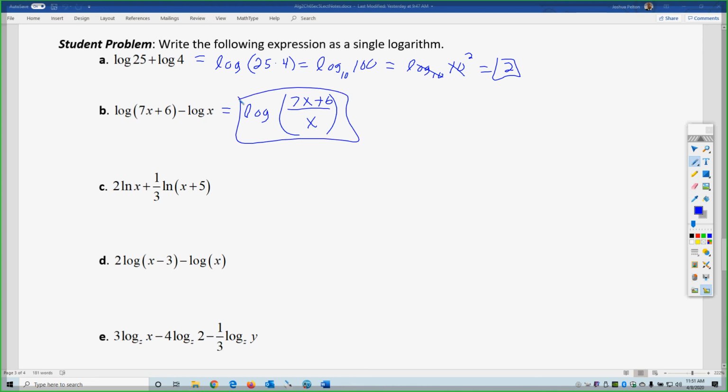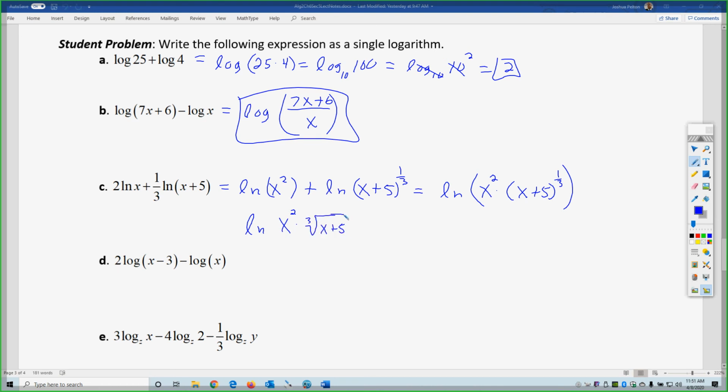The next one has multiple rules. So we have to do the power rule first. So it's the natural log of x squared plus the natural log of x plus 5 to the 1/3 power. So we do the product rule next. So that's the natural log of x squared times x plus 5 to the 1/3 power. So we'll do some simplification, however, and get the natural log of x squared times the third root of x plus 5. And that is our final condensed log.